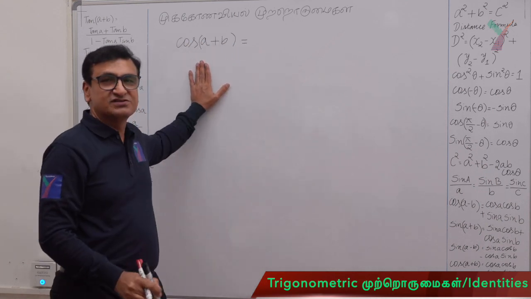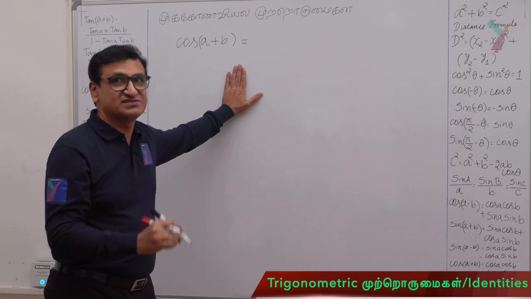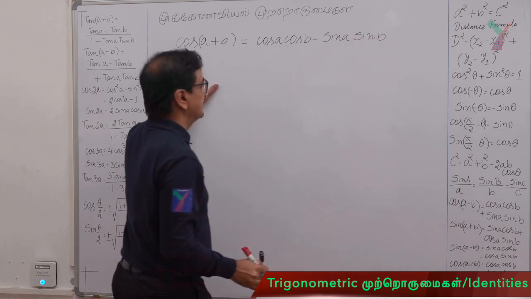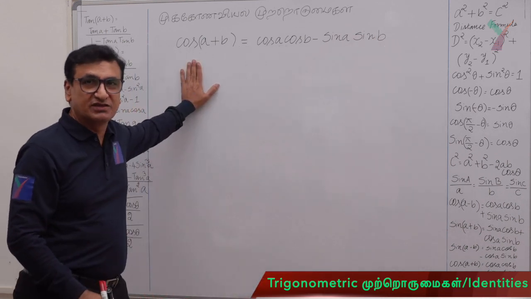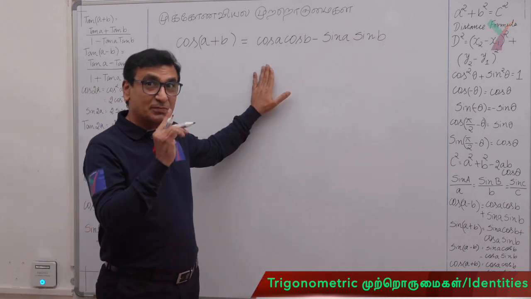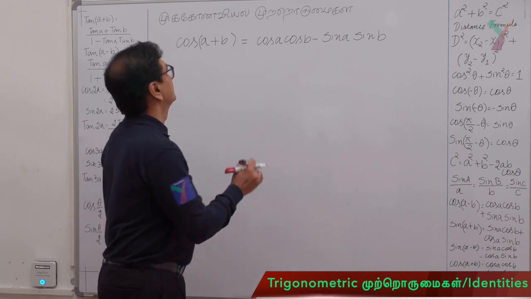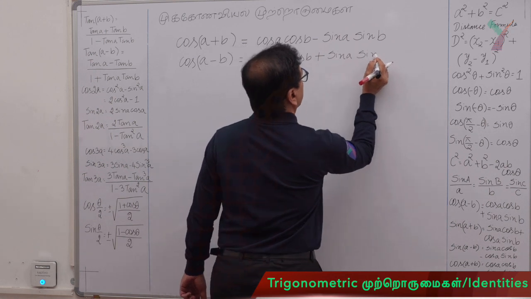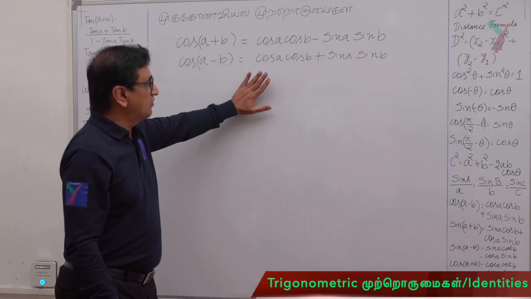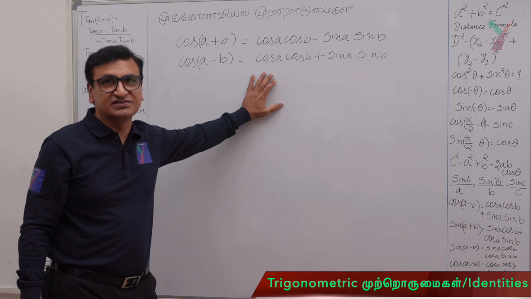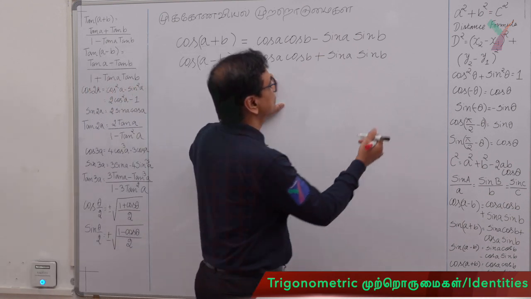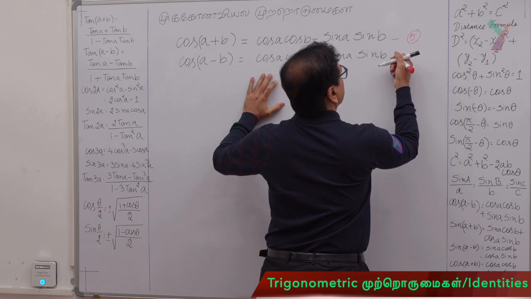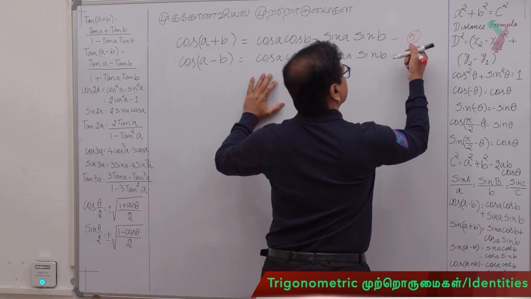Cos a plus b is cos a cos b minus sin a sin b. Similarly, cos a minus b equals cos a cos b plus sin a sin b. Next, let me call these equations 5 and 6, because 1, 2, 3, 4 we have already used.